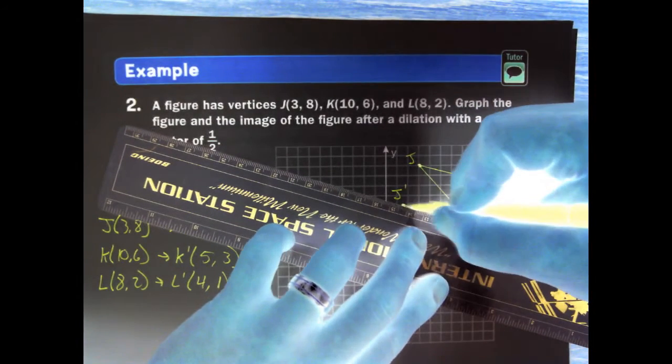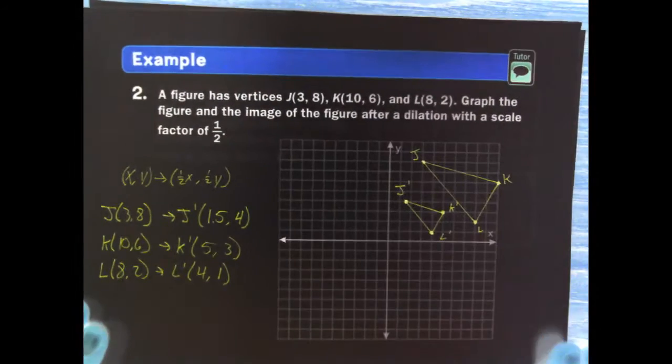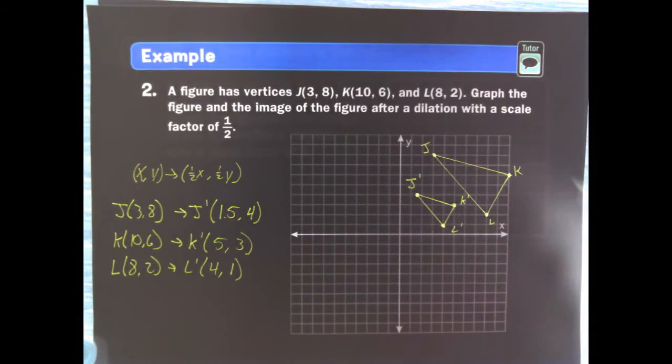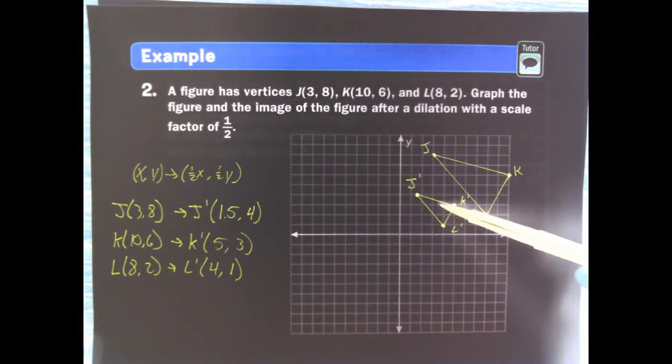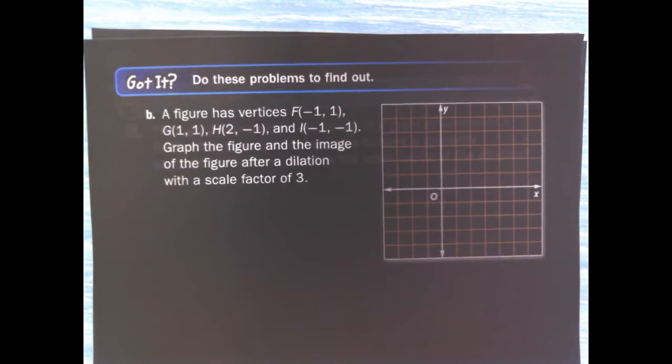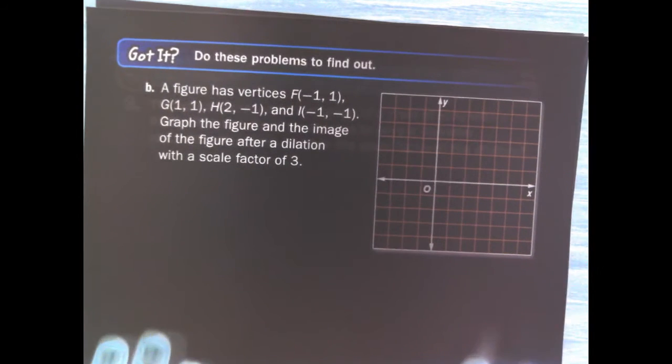So again, you multiply the coordinates by the scale factor. And you can see on the graph, the shape stays the same. What changes is the size. Go ahead and try B on your own. I'll be back in a minute to go through it with you.